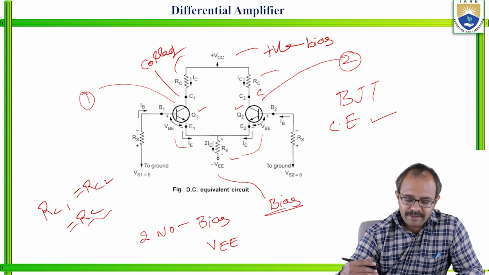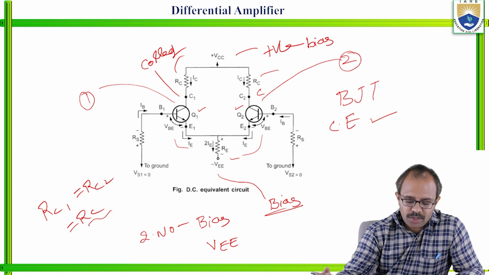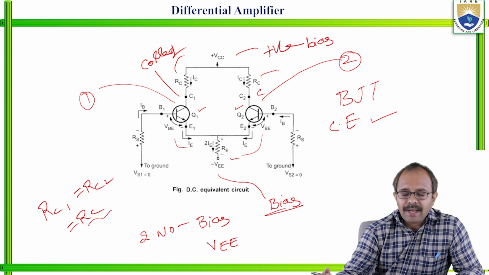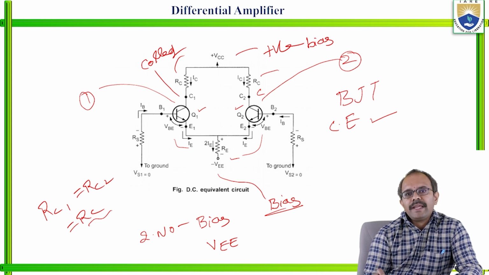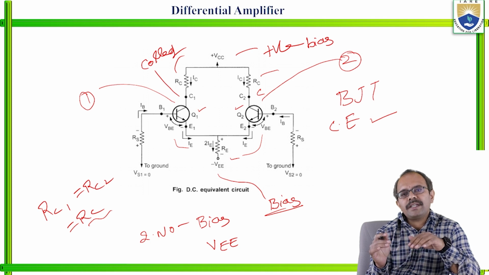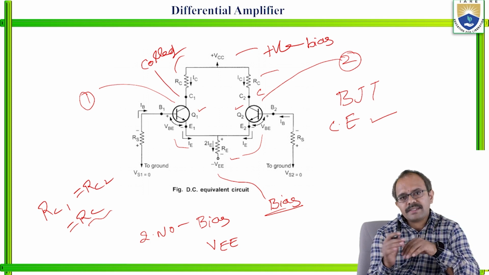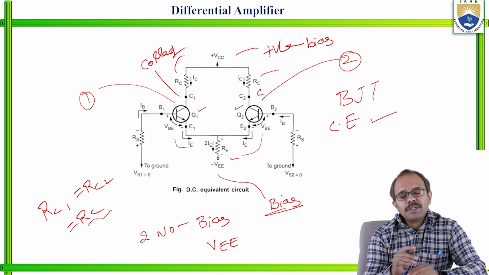So I will revisit this one. In the differential amplifier, we are going to have two transistors, Q1 and Q2, and two biasing voltages. Negative biasing is provided to the emitter terminals of the two transistors, and positive bias is connected to the collector terminals of the two transistors. And coming to the input.